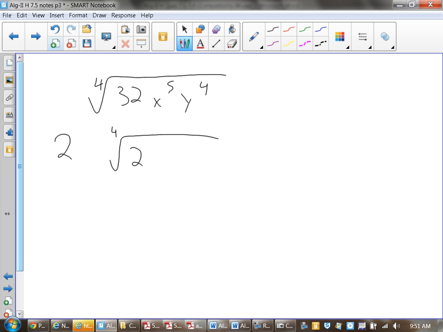Now do your exponent rules. 4 goes into 5. How many times? Once. How many are left over? And then 4 goes into 4. How many times? Cool, thank you. And you're done. Does that make more sense? Yeah, I just want to see you simplify.